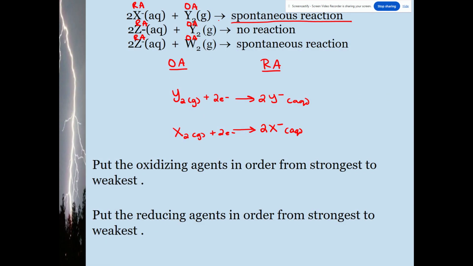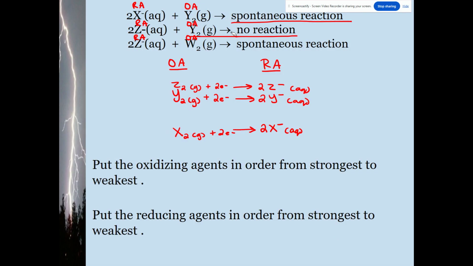Okay, next reaction. I'm told Y2, which is already on my chart, is non-spontaneous with the RA Z. So this means my Z has to be higher. Right? My spontaneity rule states if it's non-spontaneous, the RA must be higher than the OA. So once I've placed my Z higher, I can finish Z's half reaction. And now I have 3 metals placed on the chart.